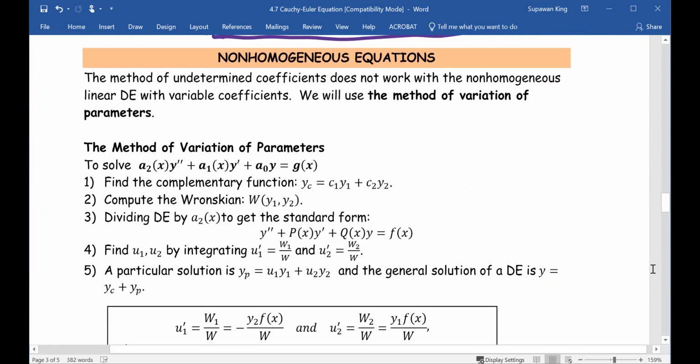The non-homogeneous equation, same process, because we're gonna use the method of variation of parameters.